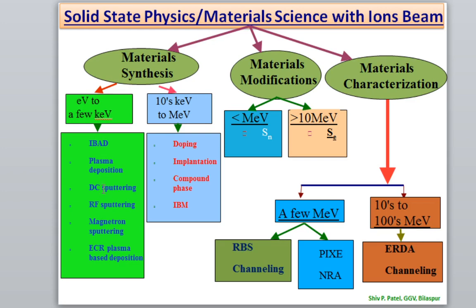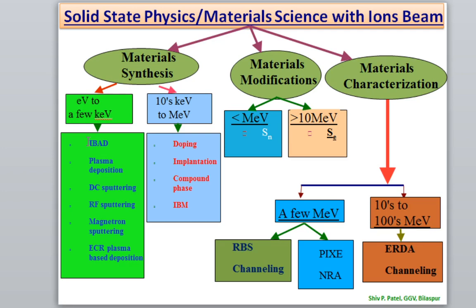These are very famous thin film fabrication techniques. Plasma deposition is a thin film deposition technique, ion beam assisted deposition is also a thin film deposition technique, DC and RF sputtering are also thin film deposition techniques, then magnetron sputtering, ECR plasma based deposition. So these are all thin film deposition techniques which are based on ion beams. Here the energy of the ions is very low, of the order of electron volts or a few kilo electron volts.